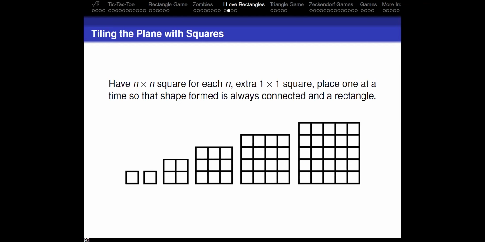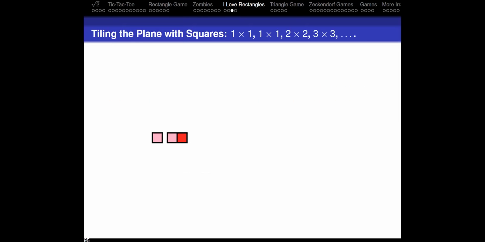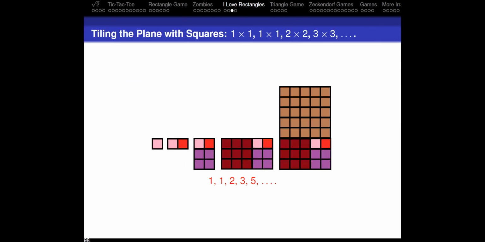Can you put two of these down and form a rectangle? Yeah, the two 1 by 1s. What do we put down now? 2 by 2. And there's a reason why I'm putting them down in this order. What do I put down now? 3 by 3. And now what? 5 by 5. And so you're going to get the Fibonacci spiral. And so you actually can tile the plane using the Fibonacci numbers.